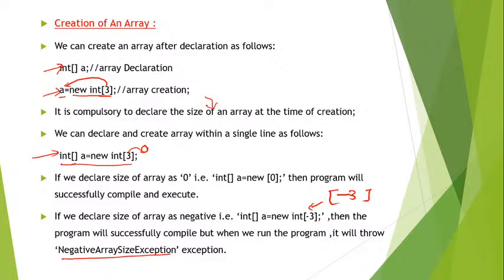This one is my negative size. When I create the array, this is the way of creating the array. When I pass a negative size, the program compiles successfully, but in future when you try to run it, it will throw the NegativeArraySizeException. Okay, this is the way of creating.